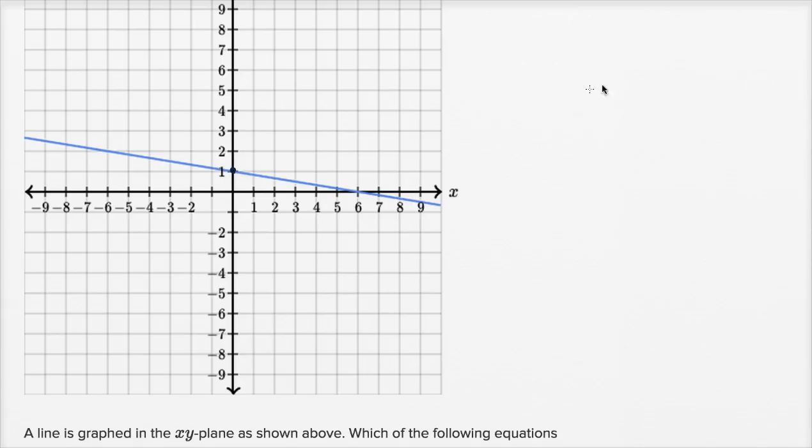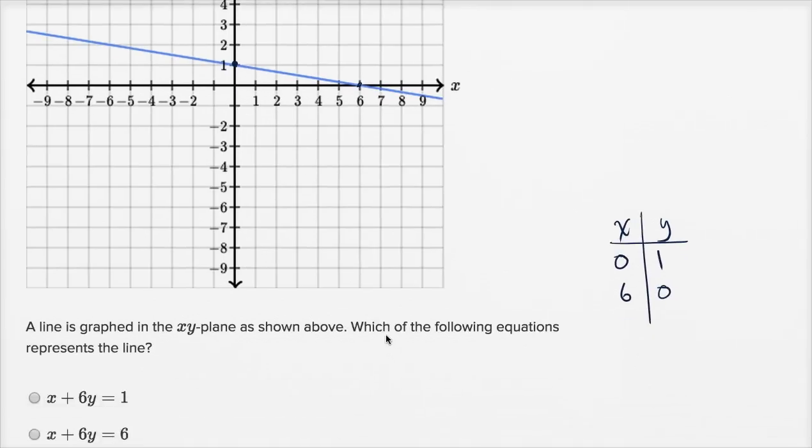Let me write this a little lower so we can look at it at the same time that I look at the equation choices. We see that when x is 0, y is 1. So that is the y-intercept, we could say. And then you could see when x is 6, y is 0. When x is 6, y is 0.